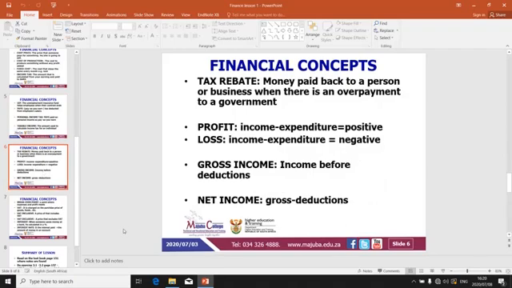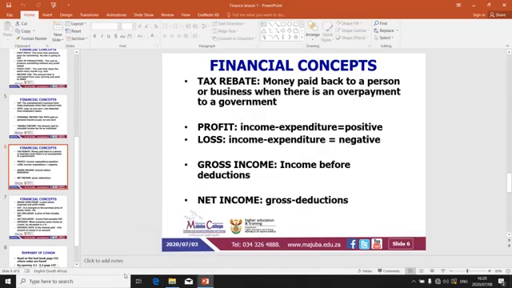And then the next concept is the tax rebate. What is the tax rebate? It's the money paid back to a person or business when there is an overpayment to a government. Maybe you have been paying the tax, and then at the end of the day you have to submit to SARS. Then they'll calculate how much you owe or how much they owe you. When they owe you, it is known as a tax rebate.